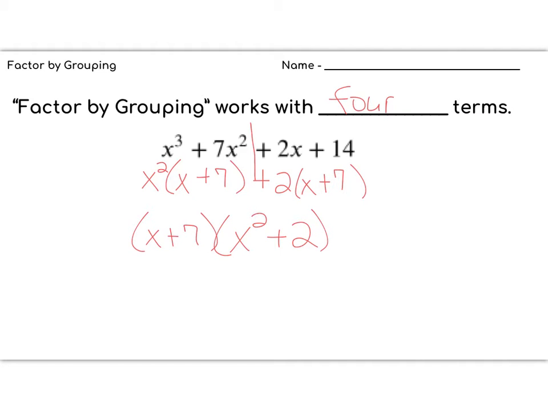I could, and we don't normally do it this way, but I could distribute that x plus 7 to the x squared and the 2, and I would end up with this. Once you get to this point, you are done. You have factored this polynomial using grouping.